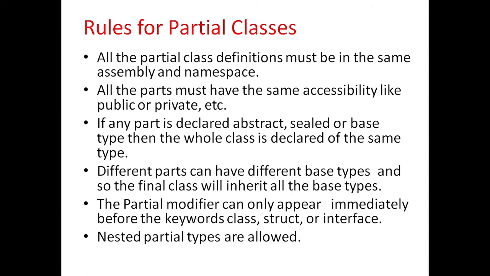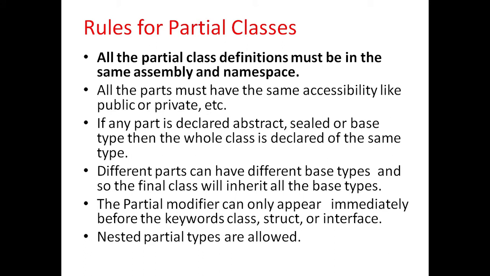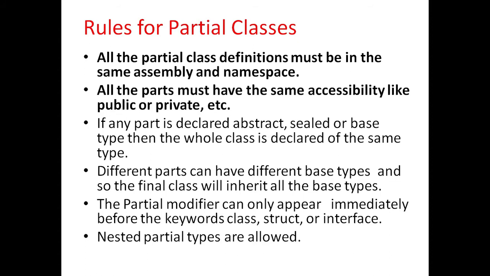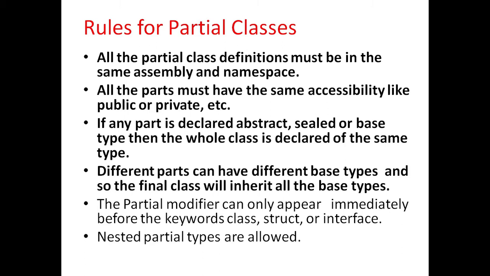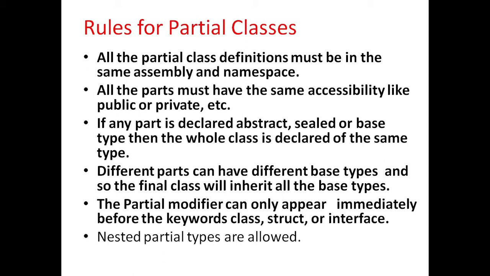Rules for defining a partial class are: all the partial class definitions must be in the same assembly and namespace. All the parts must have the same accessibility, like public or private. If any part is declared abstract, sealed or base type, then the whole class is declared of the same type. Different parts can have different base types, and so the final class will inherit all the base types. The partial modifier can only appear immediately before the keyword class, struct or interface. And nested partial types are allowed.